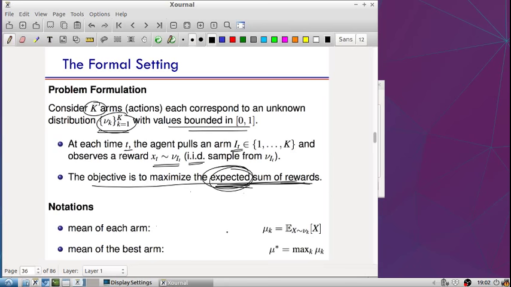Okay. So let's say the mean of each arm is mu k, and the mean of the best arm is mu star. This is the mean reward you would collect if you keep doing the same thing over a sequence of interactions. And mu star is the mean reward that you collect if you knew which of the arms had the highest mean reward, and you keep using that particular arm, as in taking the same action. So that's the setting. Any questions at this point?